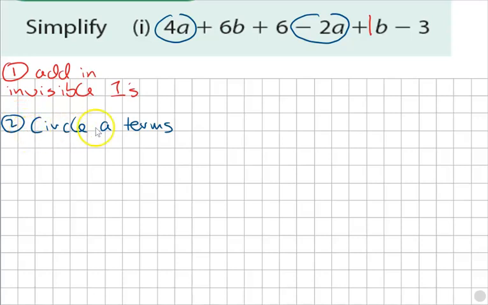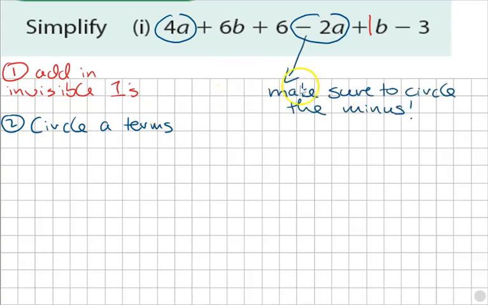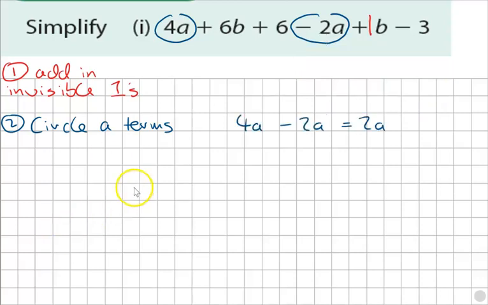Step 2, we're going to circle all the a terms. So we're going to circle 4a and minus 2a because they are like terms. They can be added or subtracted. Make sure you circle the minus. If you leave out the minus and you just circle the 2a, you're going to go wrong. The minus is stuck on in front of the 2a, so it belongs to the 2a. So then we just work it out. So 4a minus 2a equals 2a.